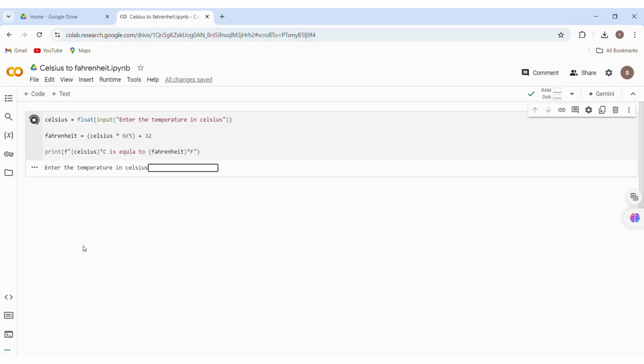After that, we need to provide the input. I am giving 35 degrees centigrade. The 35 degrees centigrade is equal to 95 degrees Fahrenheit.